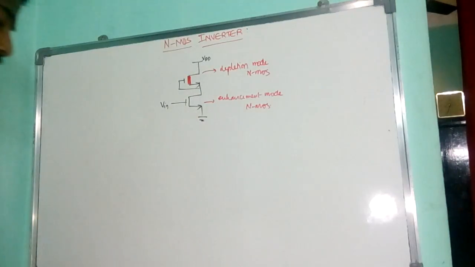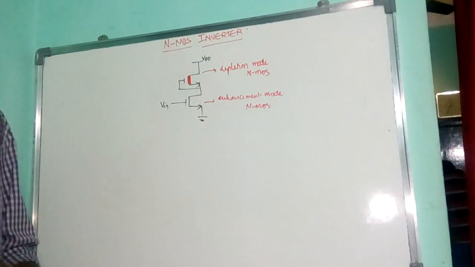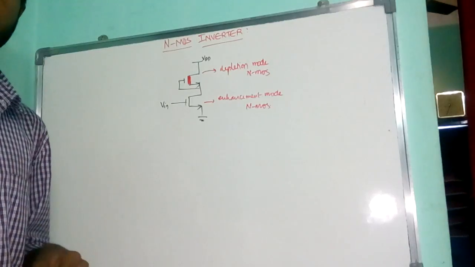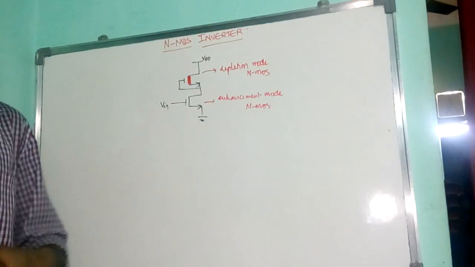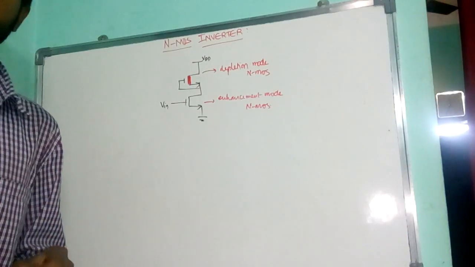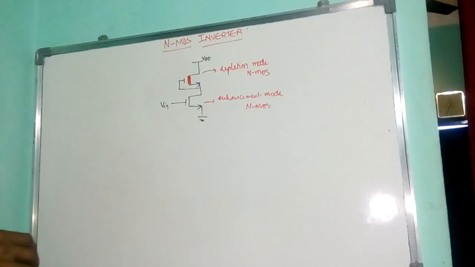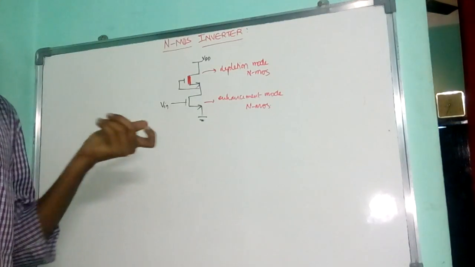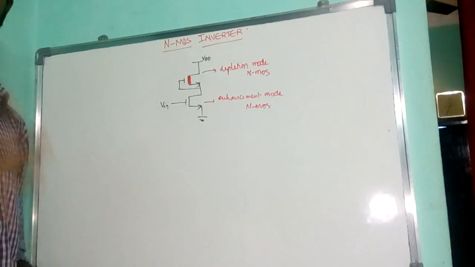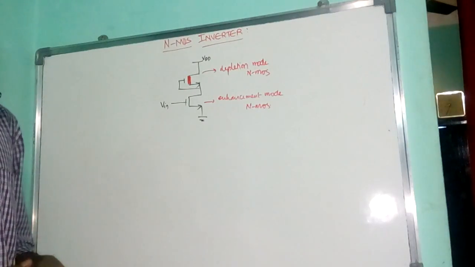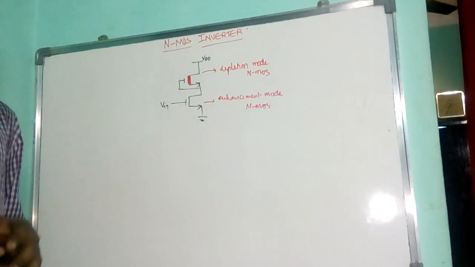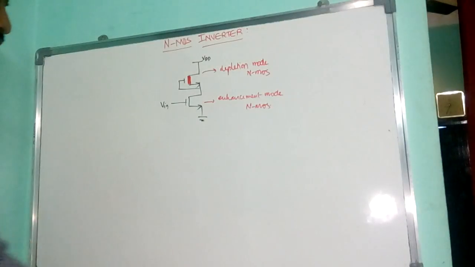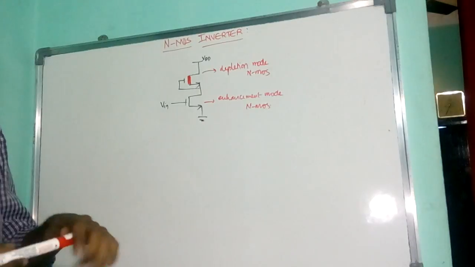Where do we use these inverters? Whenever we design a NAND gate, a NOR gate, or any timing circuit, we need this inverter as one of the devices to get the output. Here we design the inverter using two NMOS transistors. In later sections we will also design this inverter using CMOS, where we use one NMOS and one PMOS. Here one is a depletion mode NMOSFET and the other an enhancement mode NMOSFET.